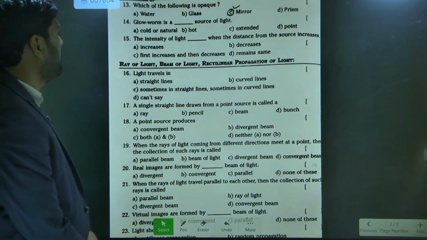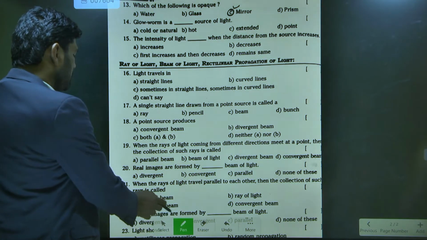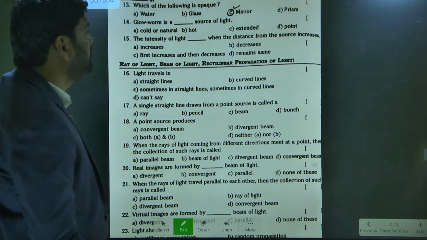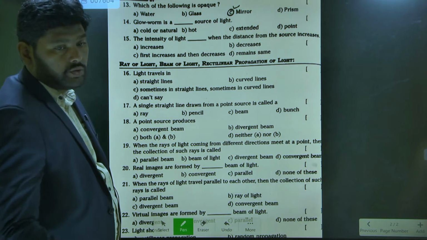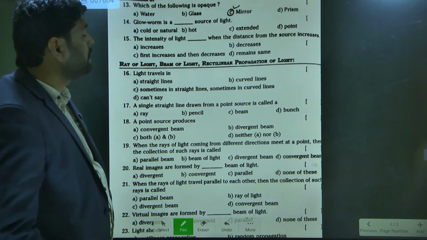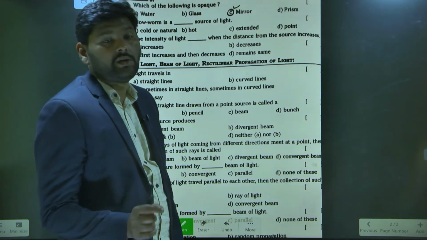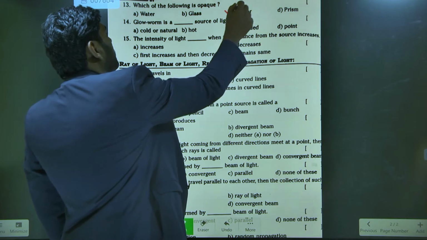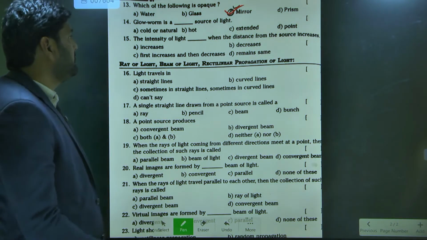Which of the following is an opaque object? Options are water, glass, mirror, prism. Through the water surely light will pass. Through the glass also light will pass, and even through the prism light will fall. Only through which will light not fall? Through the mirror. So our option is mirror, the right answer.